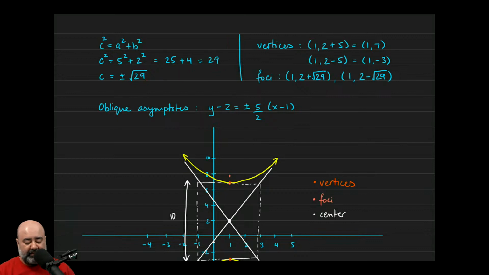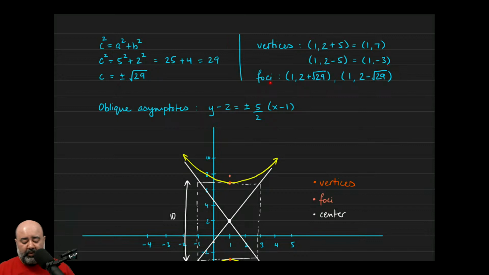Now, because this is a vertical transverse axis, we're going to move the center up or down to get to the vertices. So if we take the coordinates for the center, 1 comma 2, in order to move up and down, we have to add and subtract 5, or a, from the y coordinate so that we go up or down. That's going to give us 2 points, 1 comma 7 and 1 comma negative 3.